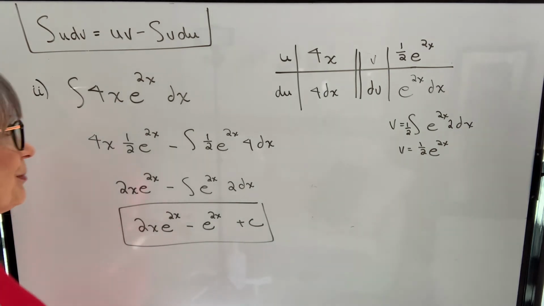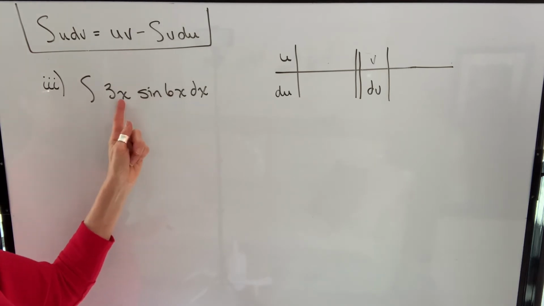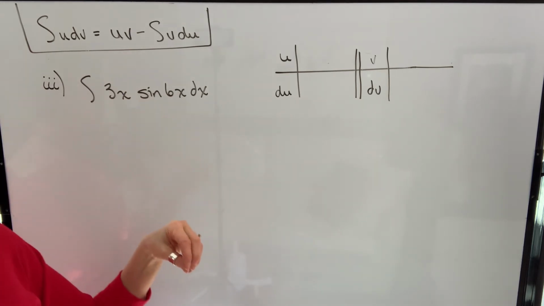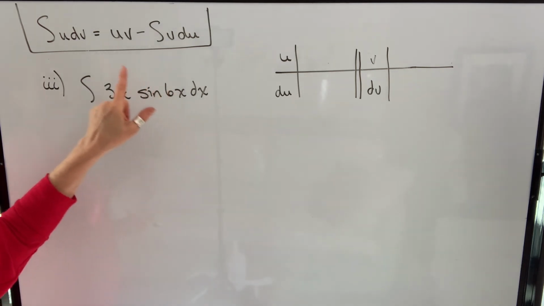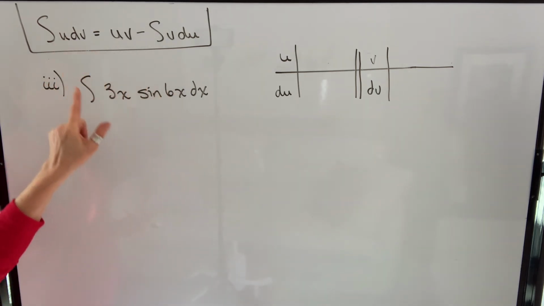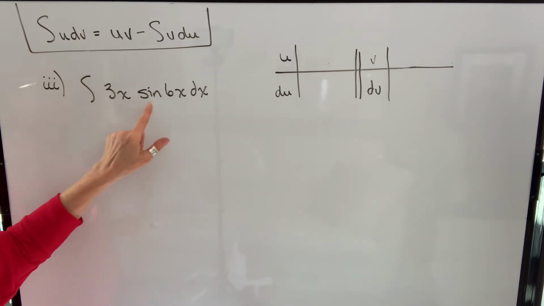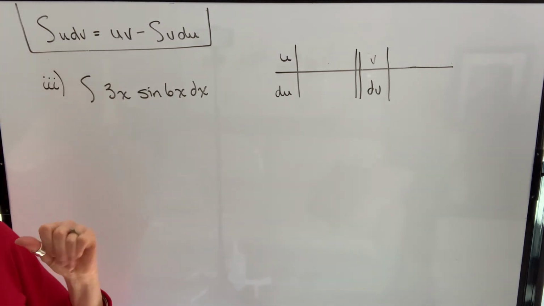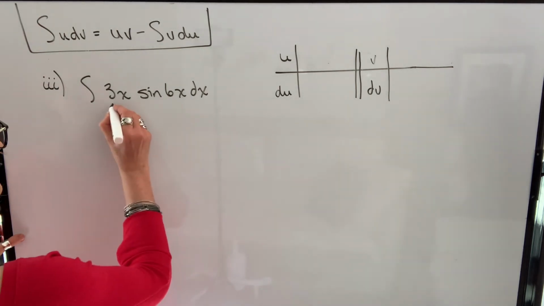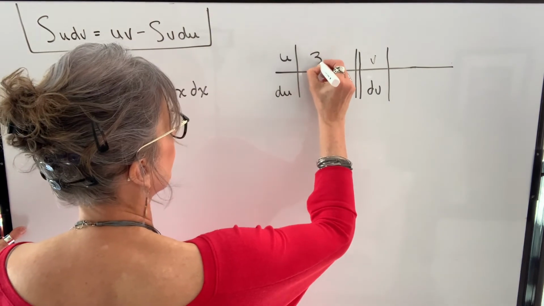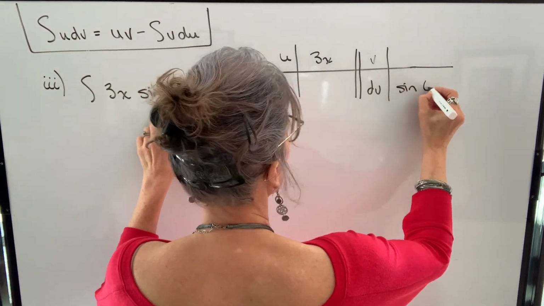Let's try another example. Again, we have a product of functions, and one of them is not the derivative of the other. So we're going to try integration by parts. u is the thing that gets easier. When we differentiate 3x, it just becomes 3. When we differentiate sine of 6x, it's 6 times the cos of 6x. So that doesn't become easier. So I'm going to choose this as my u, and dv will be sine of 6x dx.